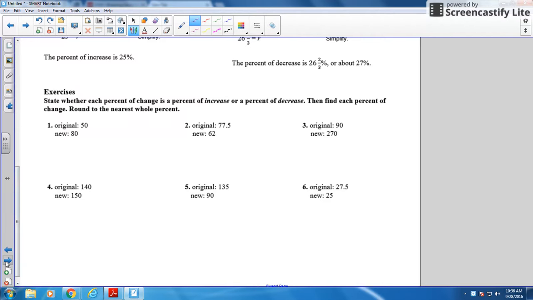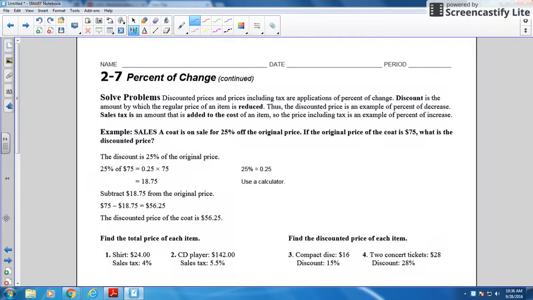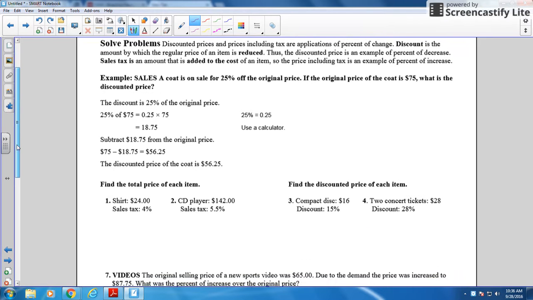See how you do. Those should be pretty simple. Then on the back page, we use percent of change sometimes when we're talking about sales tax and discounts. And a sales tax causes the total price to be a percent increase, whereas a discount causes the new price to be a percent decrease. And these are pretty simple.